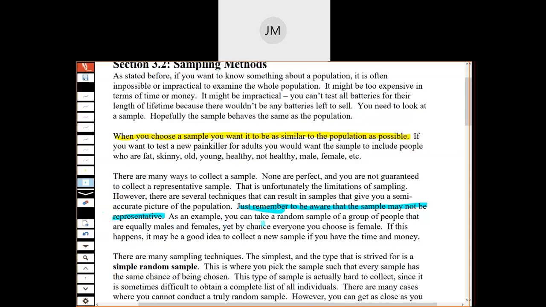Here's an example. You can take a random sample of a group of people that is equally males and females. So let's suppose that I have a population where there are just as many males and females, and I go and take a sample. It's certainly possible, just by random chance, that everyone I choose is female. And if that happened, if all I'm talking about is gender, that wouldn't be a good representation of my population. I can see how even randomly picking, we can just miss.